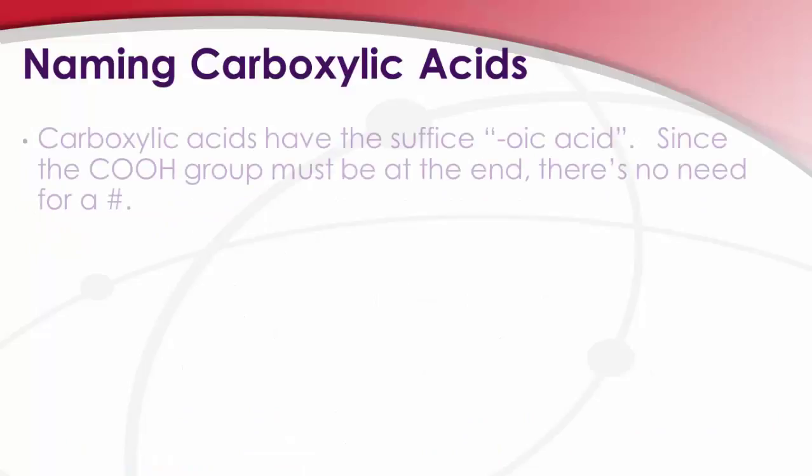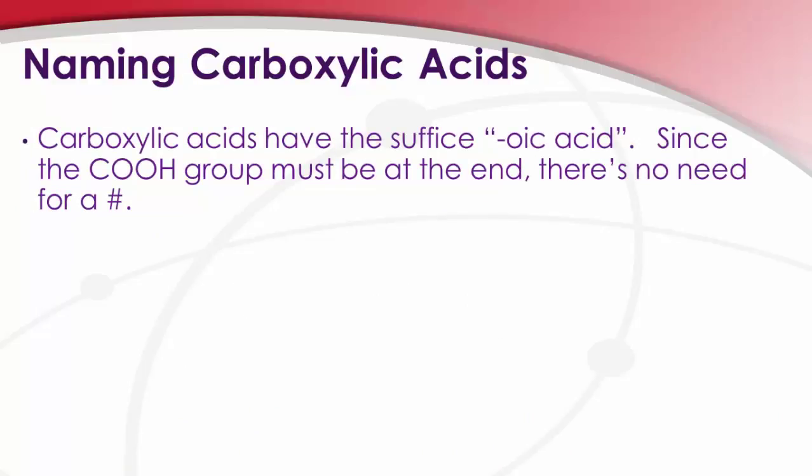When we want to name these carboxylic acids, we change the suffix to oic acid. Again, there's no need to number these ones because, like with aldehydes, by definition, the acid group must be at the end. So here's an example for us, a 10-member chain, decanoic acid.